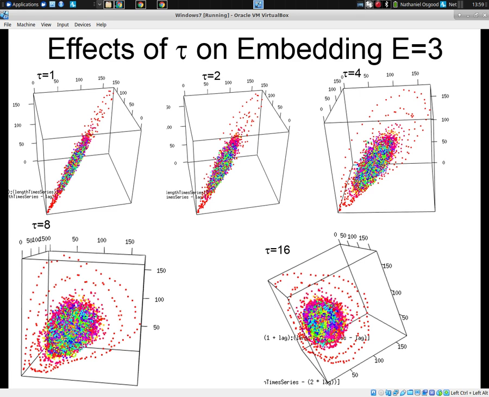But the point is, if it's something that's very slow changing, like weight, then if you use tau equals 1, it will tend to be on this diagonal, and it will actually visually obscure things. Take a look at tau equals 16 here. Even with tau equal 4 and 8, what you see is a lot more structure. There are some parts, particularly these trajectories looping around, that are actually indicative of feedbacks within the system.